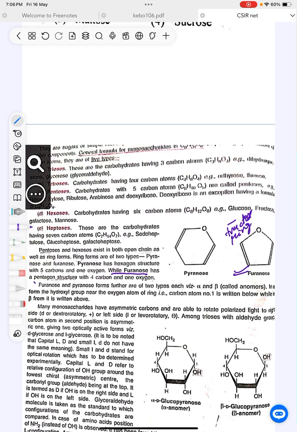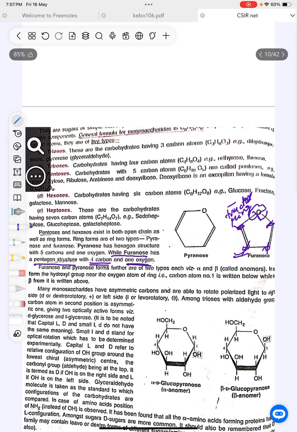Furanose has a pentagon structure, 5 sides: 1, 2, 3, 4, 5, with 4 carbons and 1 oxygen. So the furanose forms are of two types, alpha and beta anomers. This is a ring of fructose, and it exists in alpha and beta anomers.